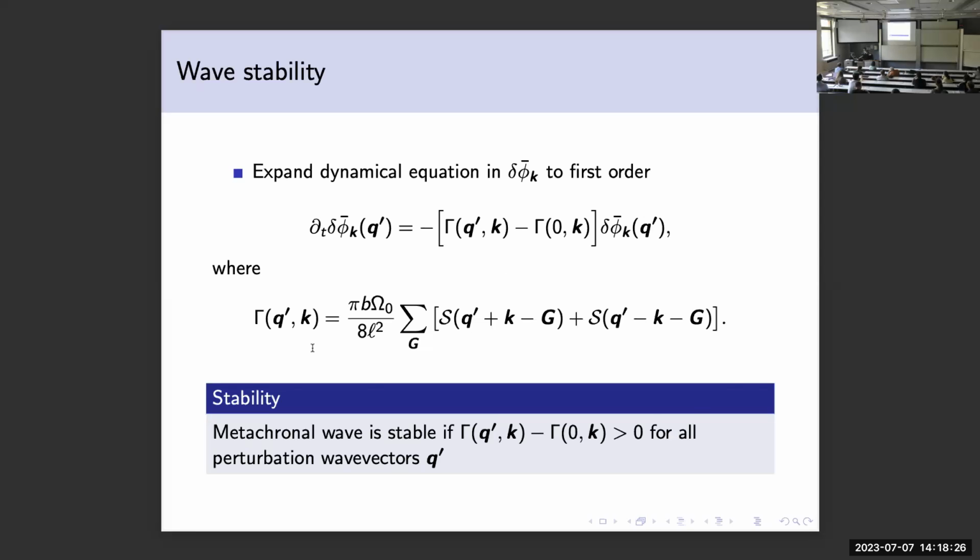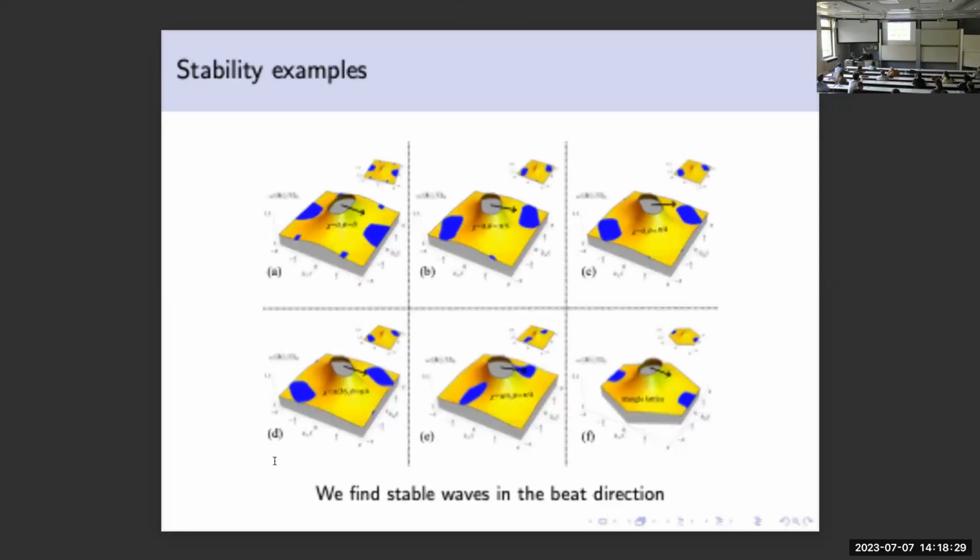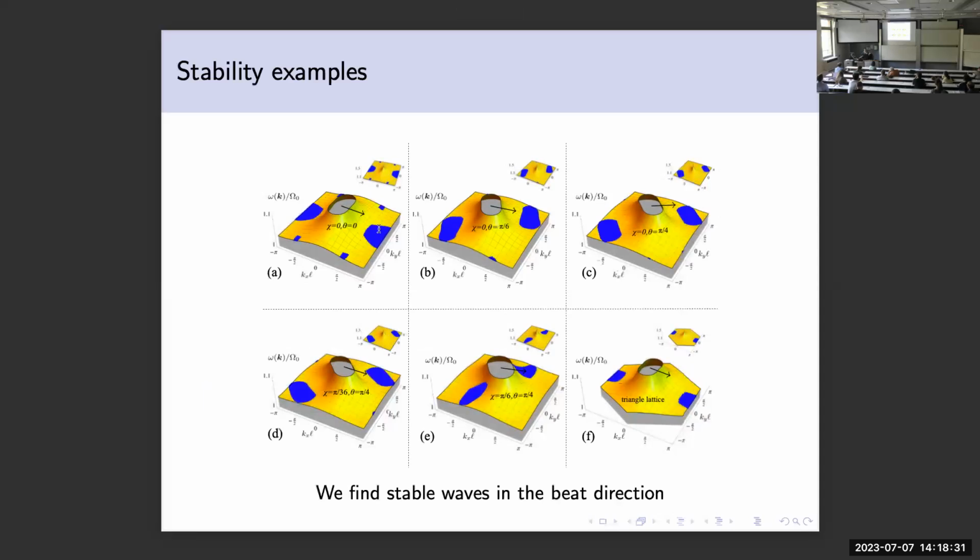So that's our stability condition, and we can plug that in, and that's what the colors represent. I didn't explain the colors before. So here are some plots with different examples. The arrow shows the direction of the individual beat, and what we see is that the stable blue regions are in the same direction as that beat, or in exactly the opposite direction.